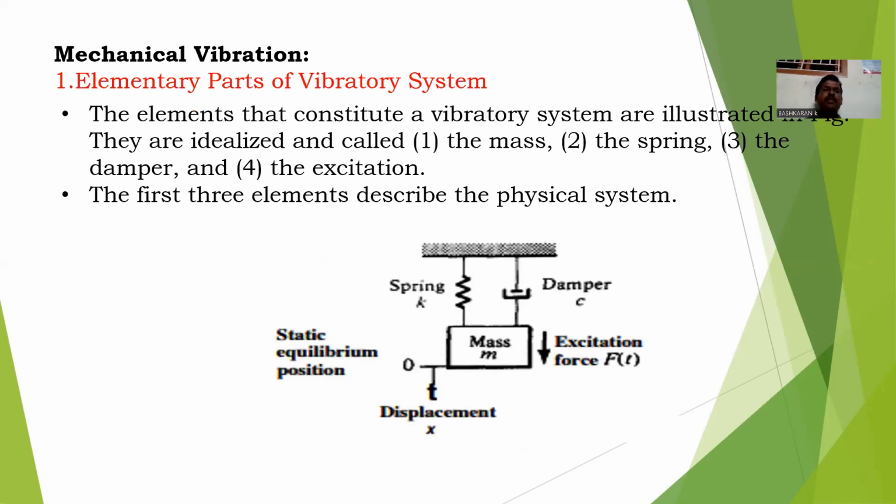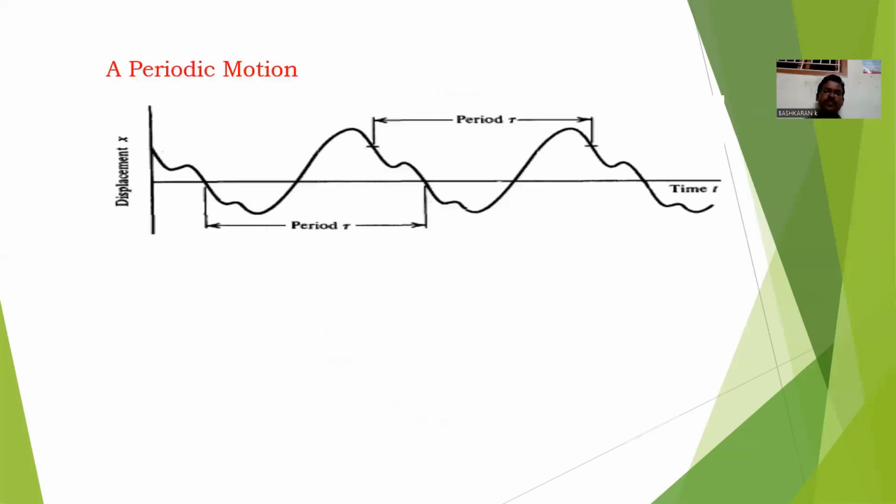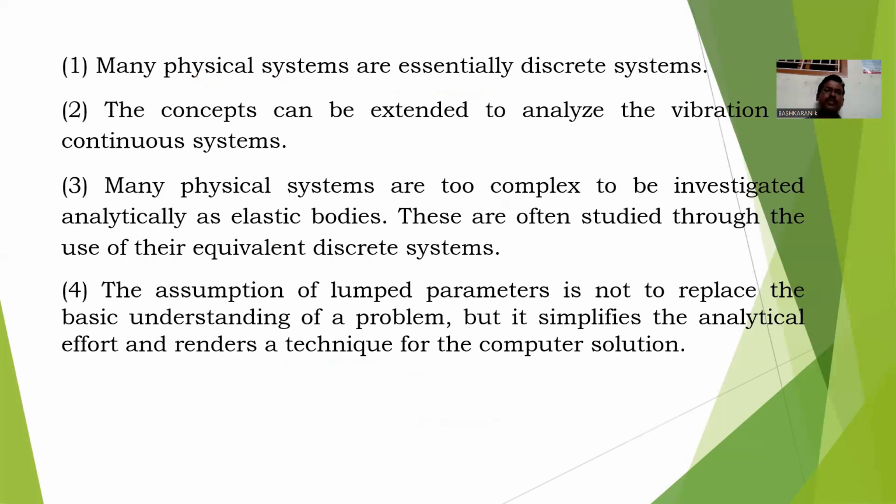Mechanical vibration: elementary parts of a vibrating system. The elements that make up vibrating systems are illustrated. They are idealized and called the mass, the spring, the damper, and the excitation. The first three elements describe the physical system. This shows periodic motion in terms of displacement.